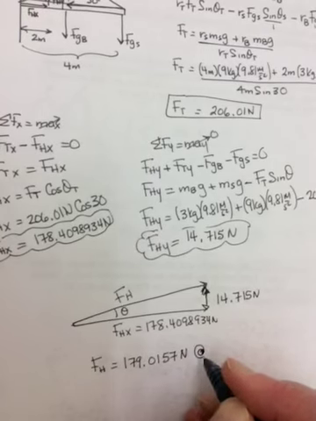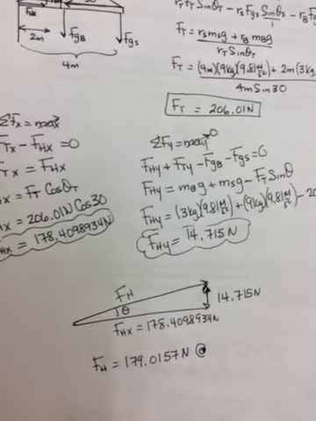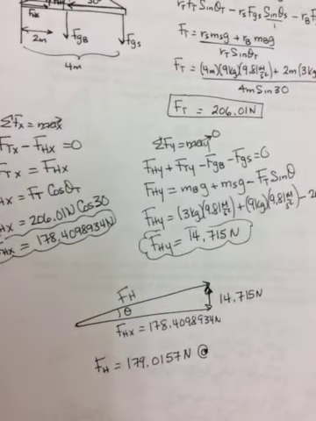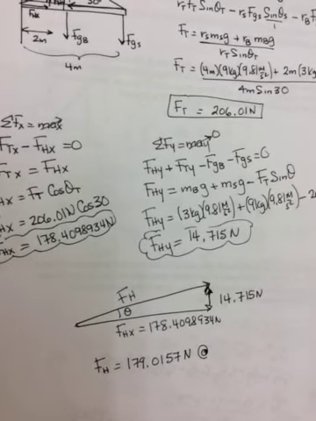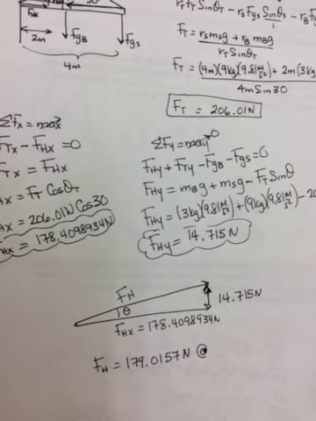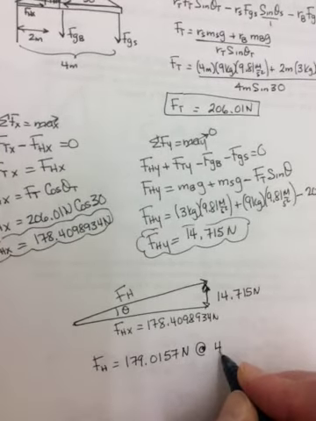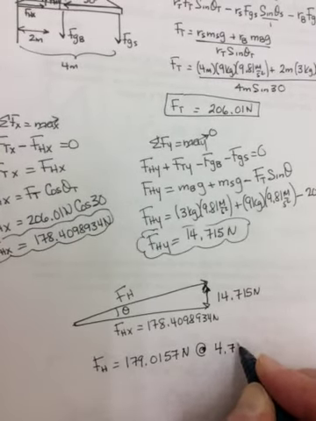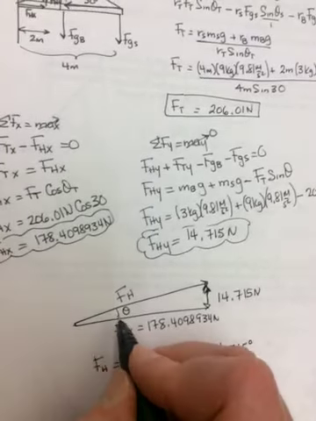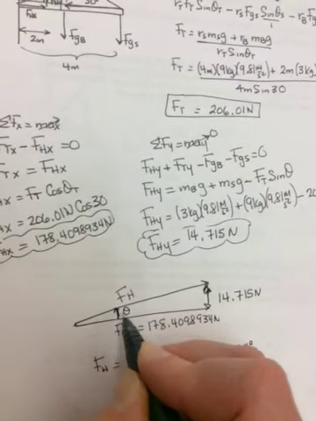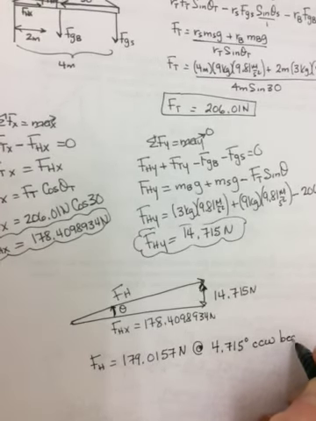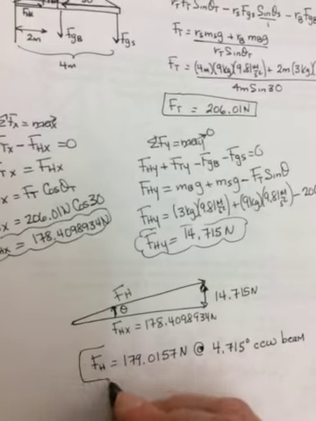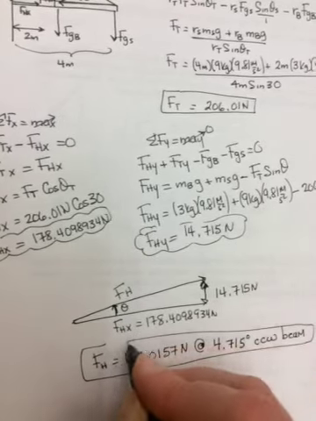But then you also need an angle. So I would do inverse tan of the 14.715 over the 178, and you should get an itsy bitsy angle of 4.715 degrees. Which way? That is counterclockwise. So CCW from the beam. Okay? And that would be your answer to part B.